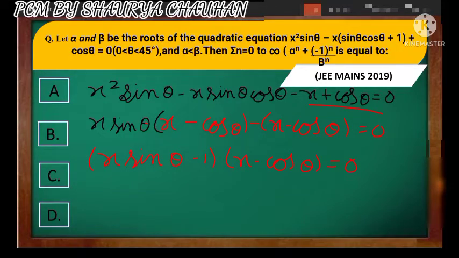So here x is 1 upon sin theta, which is equal to cosec theta. Let it be beta, and the next root is cos theta. Let's take it alpha, because it is given that alpha is less than beta. So cos theta will be alpha and cosec theta will be beta.